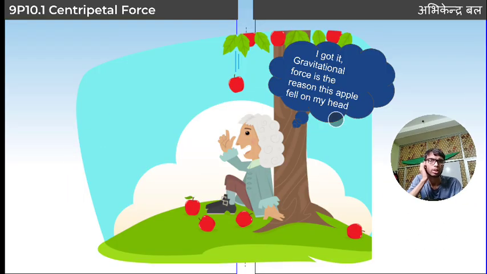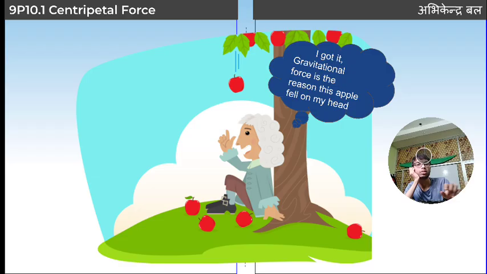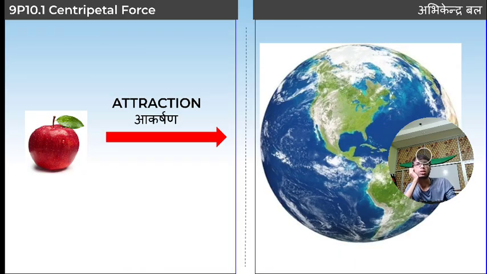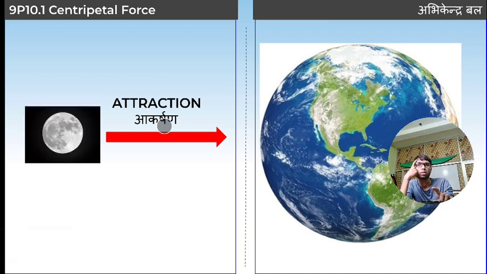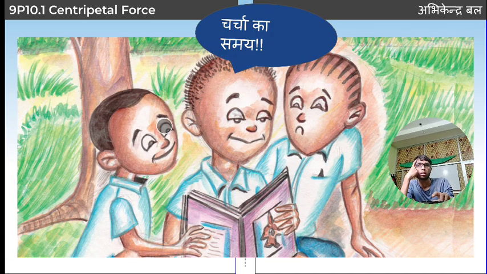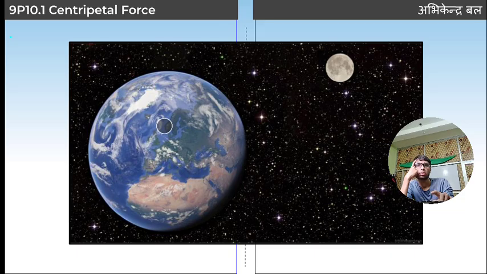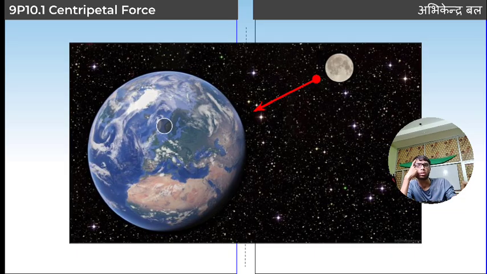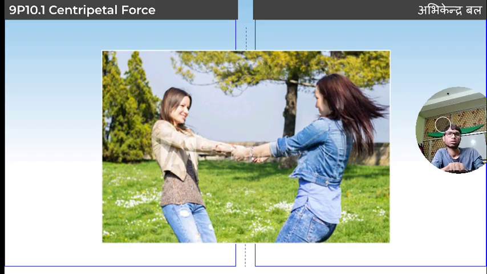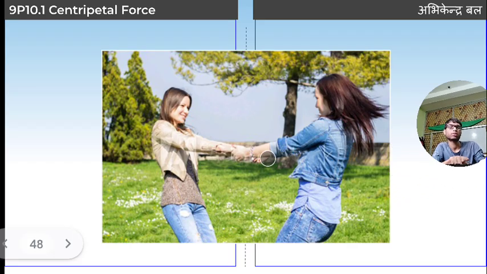So here I got it. Gravitational force is the reason this apple fell on my head. What is the reason? We want to know. Attraction. Yeah, this is attraction. In this context, attraction is just gravitational force. It is attracting this object, and this earth is attracting this moon. We know. Same here.